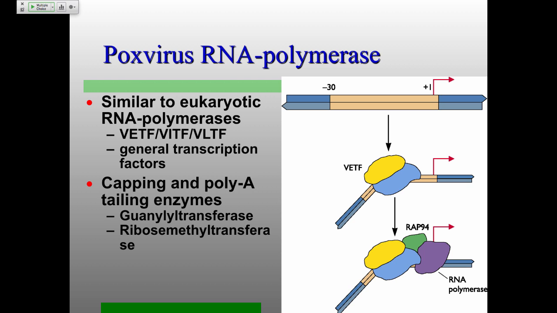And you've got all of your capping and polyadenylating enzymes. This is the only virus that I know of that encodes its own poly-A polymerase. So instead of the stuttering process, it actually has its own poly-A polymerase, particularly for the early genes. Turns out for late genes, it does things slightly differently, but we'll get to that in just a second if we actually get there.